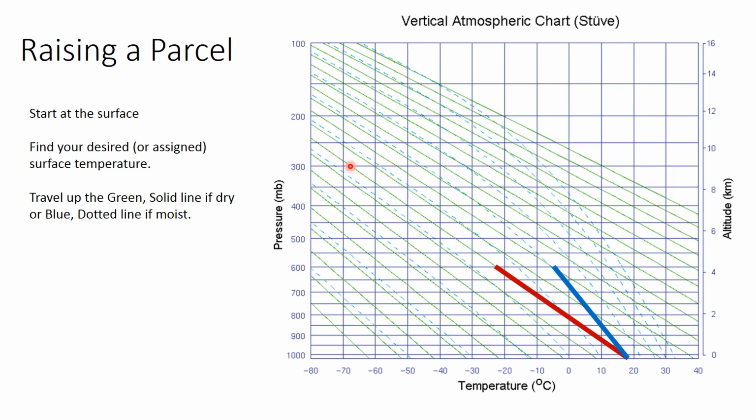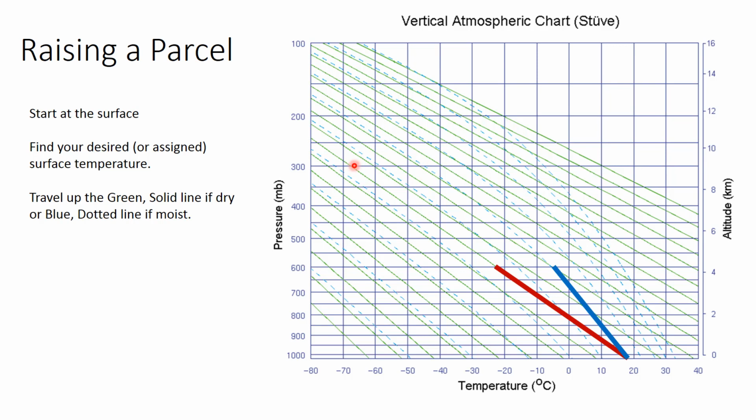And so this brings an interesting conclusion. At 300 millibars, a moist parcel is around negative 55 degrees Celsius, and a dry parcel is around negative 68 degrees Celsius. That's just because dry air cools faster than moist air because of the lack of latent heat release.